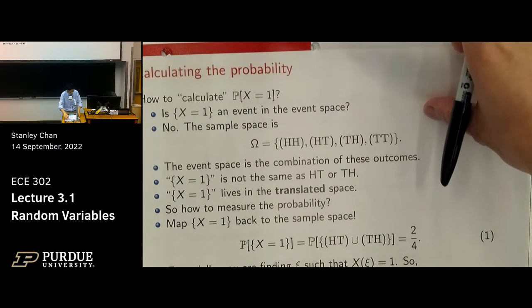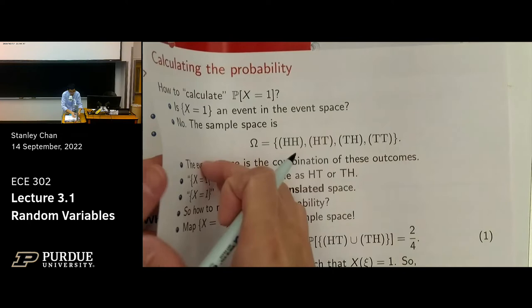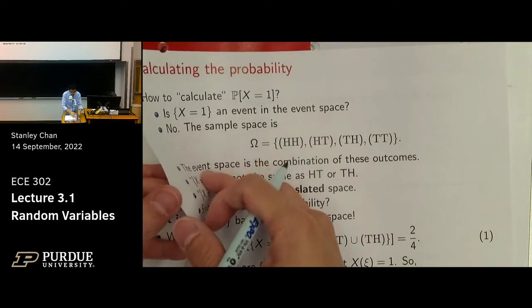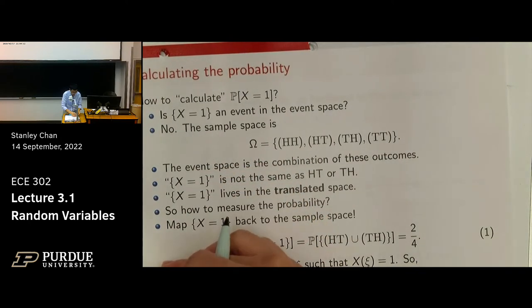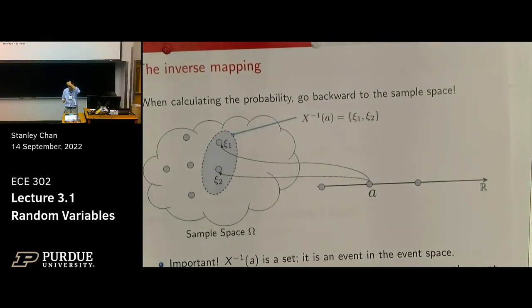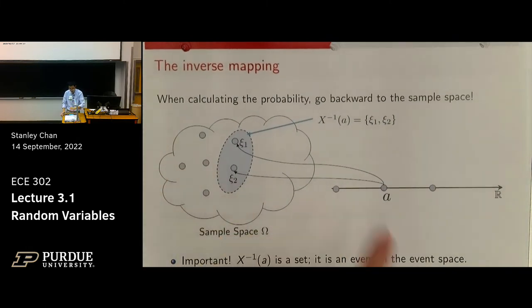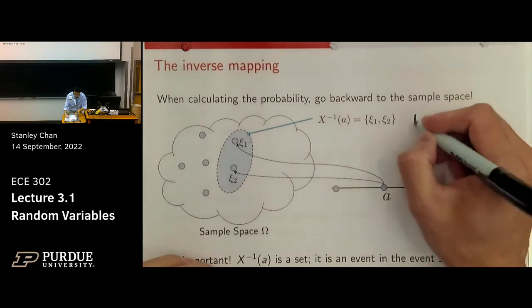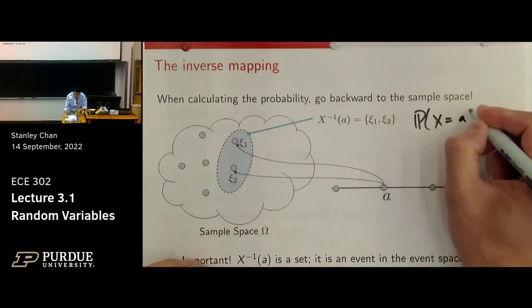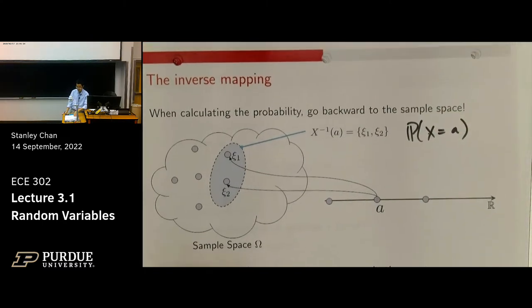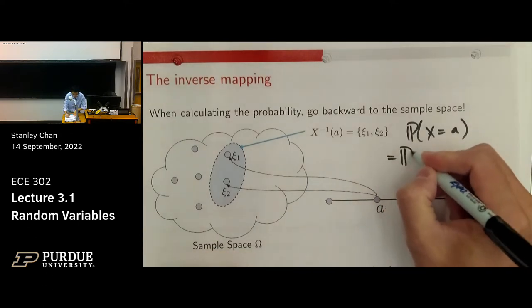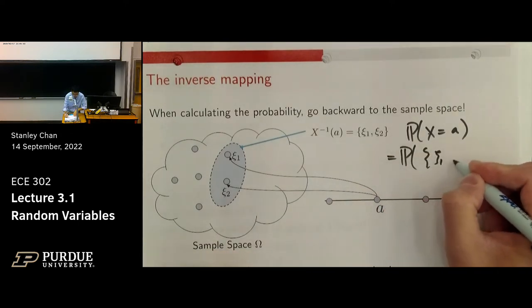So then what it means to us is the following. Definition, the inverse mapping definition. So let's consider this event A. In the previous example, it would be 1, the number 1. You have a number A, and then I ask, can you calculate the probability of x equals A? Right? How do we do that? Well, unconsciously, we are doing this, psi 1 and psi 2.